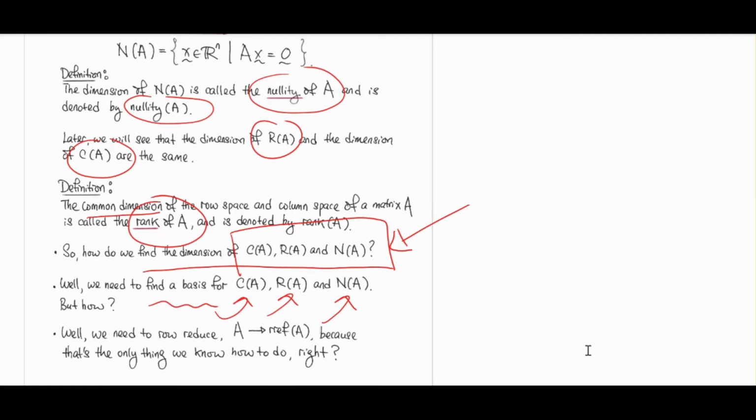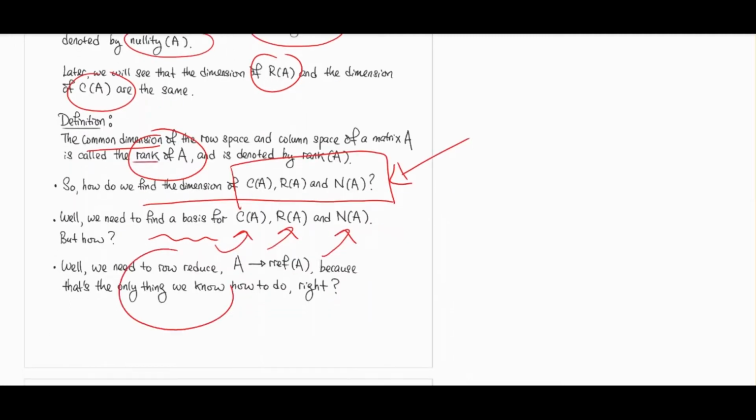So the number of vectors in the basis, that's the definition of the dimension of those vector spaces. So how do we do that? Well, the only thing that we know how to do is row reductions, right? All the computations that we know how to do in linear algebra is setting up a system of equations and starting to row reduce.